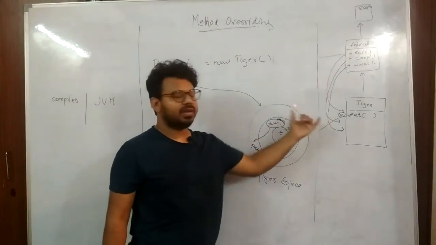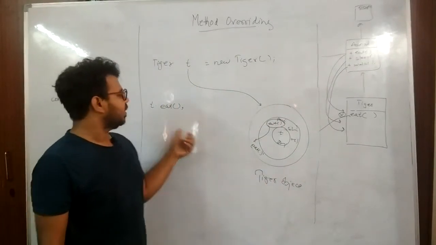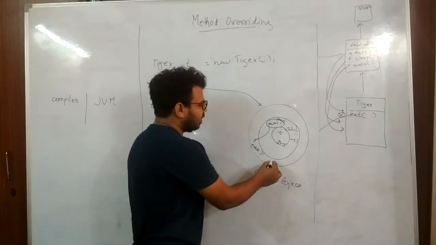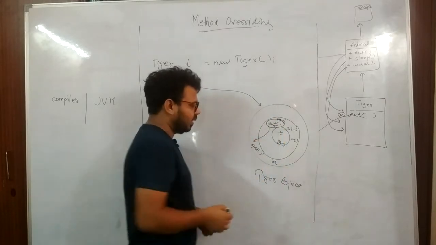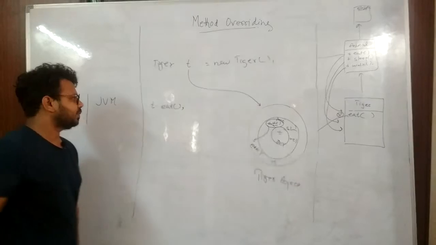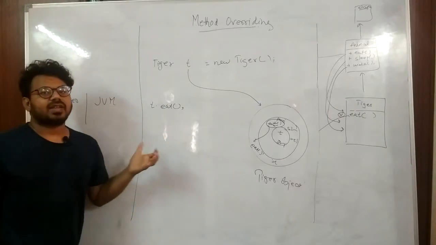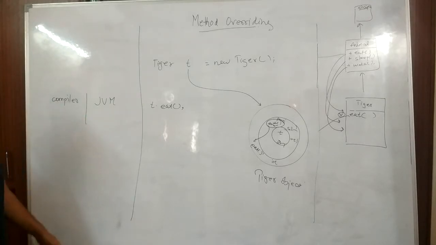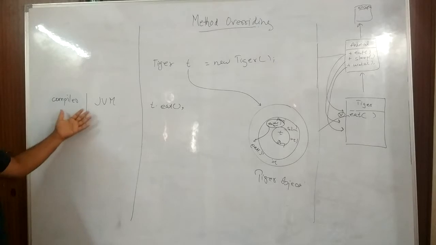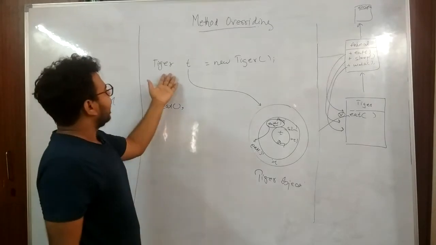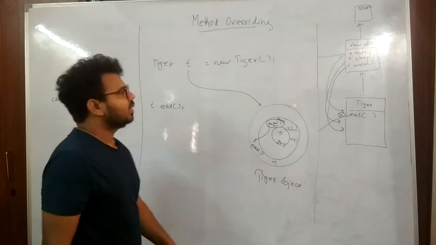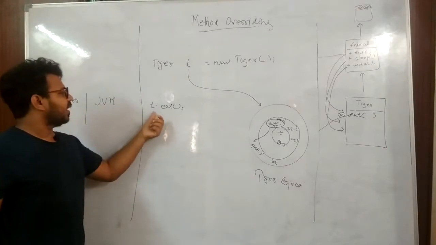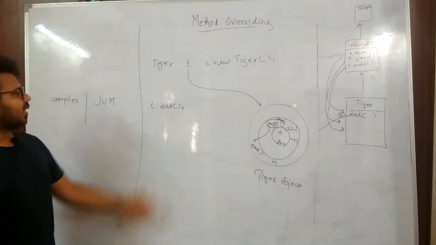One method is inherited from Animal, that is here you can see, and another method is rewritten by Tiger. Here it says that I eat grass, and here it says I don't eat grass. So which method will be called is decided by the JVM. Let me tell you about the role of the compiler and JVM. When we write Tiger t = new Tiger(), the object of Tiger will be created. And when we write t dot eat, at this time what happens?